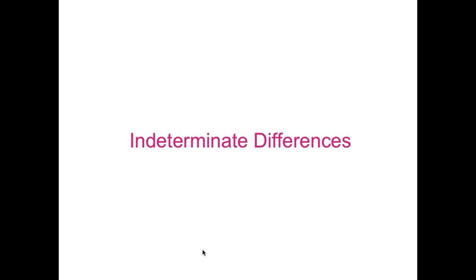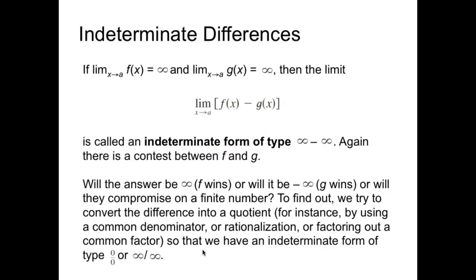There's a couple more ways we can see an indeterminate form arise. So there is a thing called an indeterminate difference, and that takes the shape of infinity minus infinity.